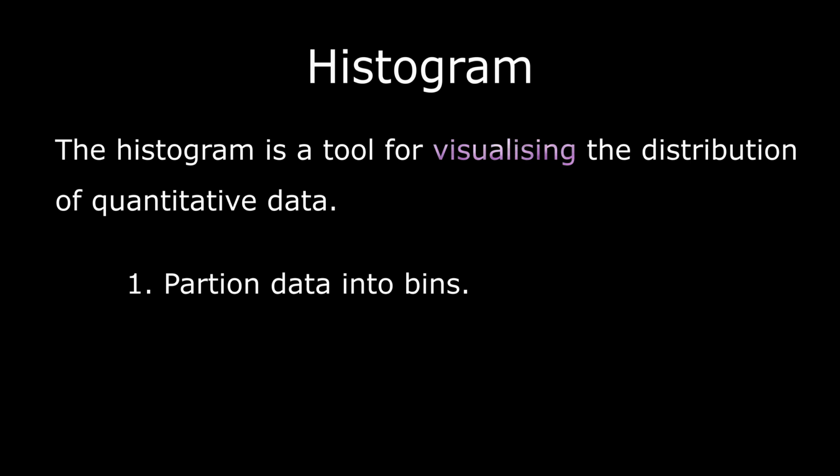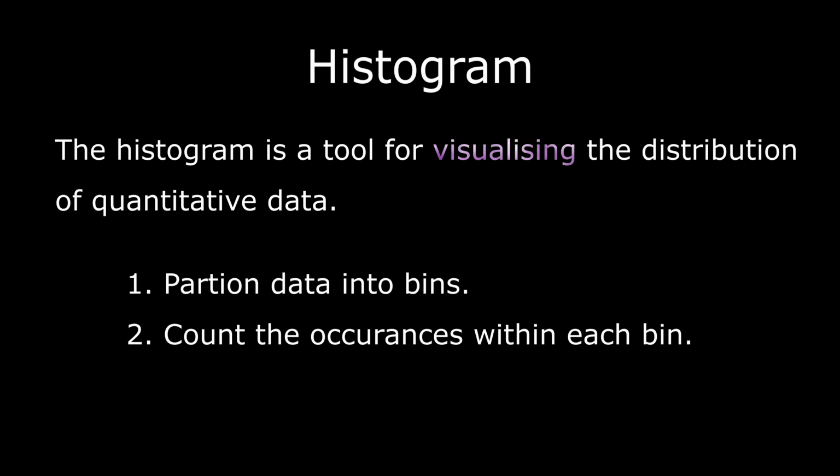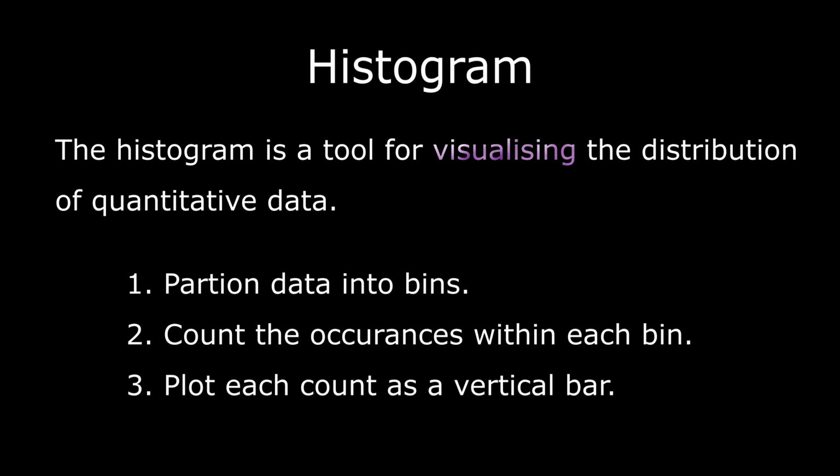It works by sorting data into bins, counting the occurrences within each bin, and representing these counts as a vertical bar in a plot. The differences in counts between bins explains what values might be more or less likely than others. But why choose the histogram?